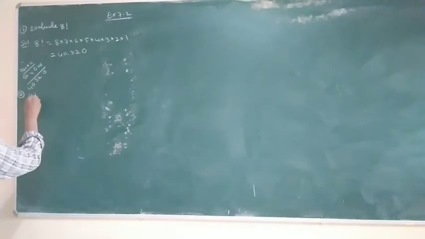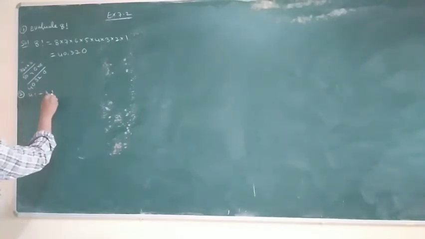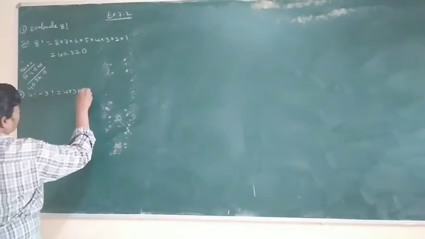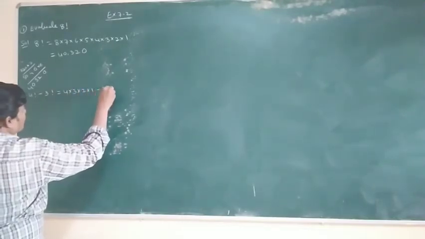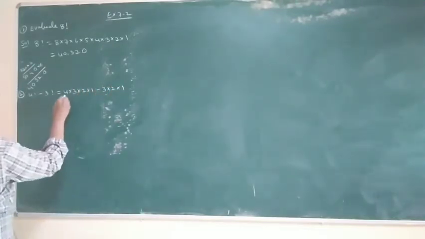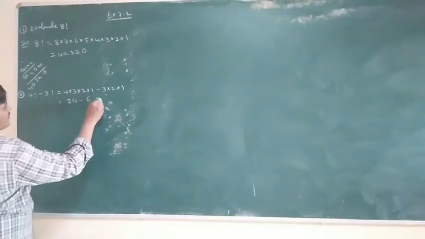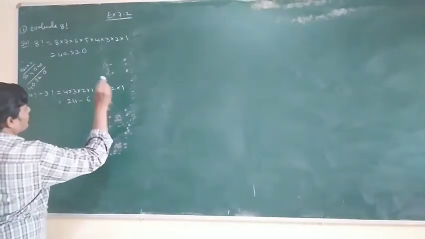4 factorial minus 3 factorial. 4 factorial is equal to 4 into 3 into 2 into 1 minus 3 into 2 into 1. So 4 into 3 is 12, 12 into 2 is 24, 24 minus 6 is equal to 18.